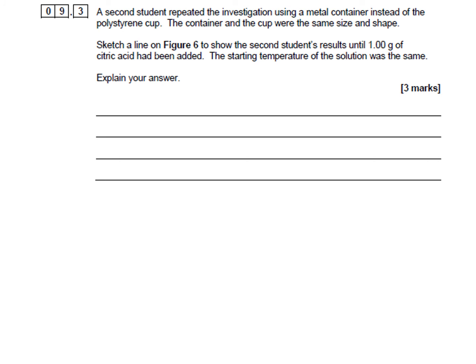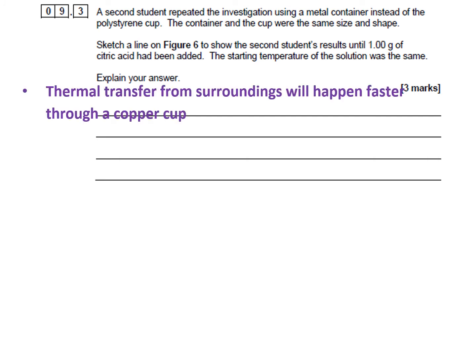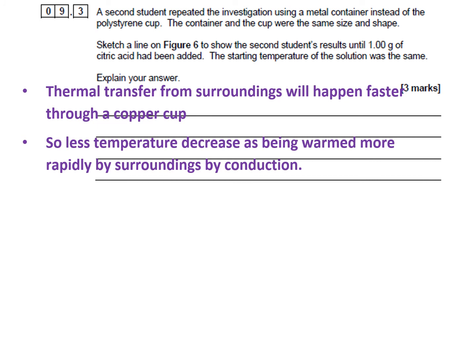Second part. We're going to repeat the experiment now using a metal container instead of the insulated polystyrene cup. What would you expect that to do, given that you've got the same size and shape, so the only thing you're changing is the conductivity of our metal compared with the insulating properties of our polystyrene cup? Okay, so that thermal transfer process, bringing in the heat from the surroundings, is going to happen quicker. So the temperature decrease is not going to be as great because it's going to bring in energy from the outside quicker, and therefore bring the temperature back up.